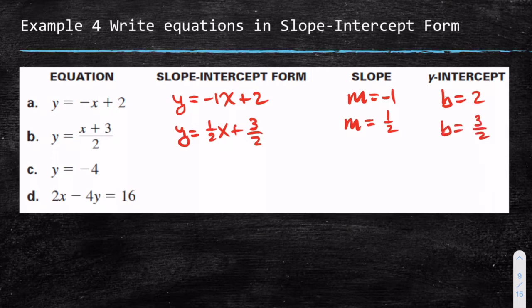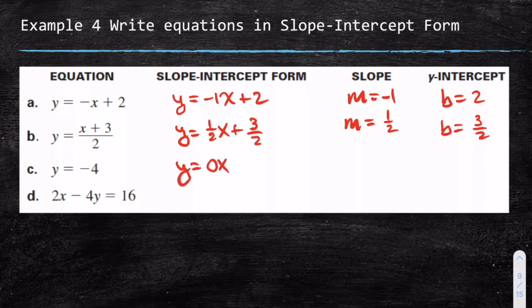Okay, the next one, I want you to see it this way. Y is equal to, and notice there's no x there, so we're going to put a 0 in front of x. And then we're going to say -4. Now we can see clearly, oh, this has a slope of 0, so the slope is 0. And the y-intercept then is b equals -4. So we have a slope of 0 there.